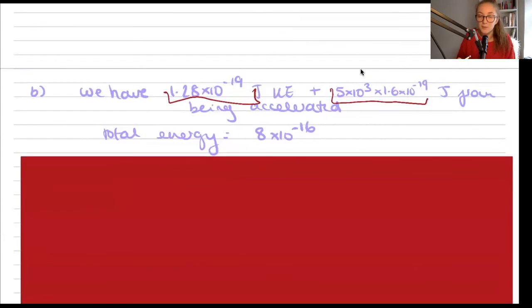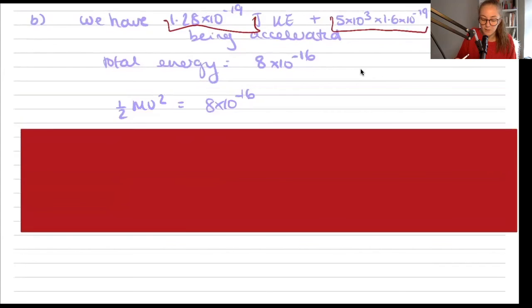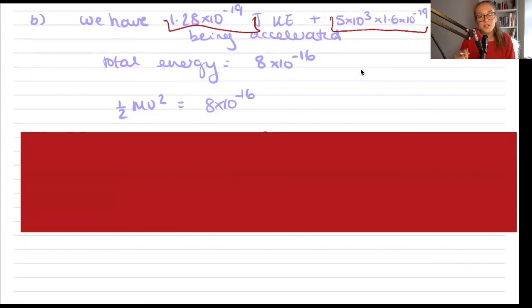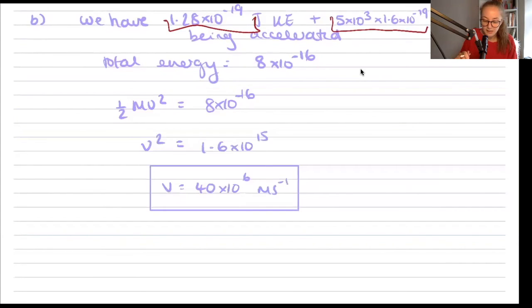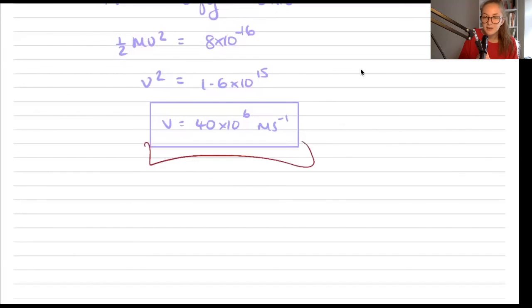So our new total energy was 8 times 10 to the minus 16. And then we can do the same again of saying, well, all of that is converted to kinetic energy. So half mv squared is 8 times 10 to the minus 16, and rearrange for v. And we get an even bigger speed.